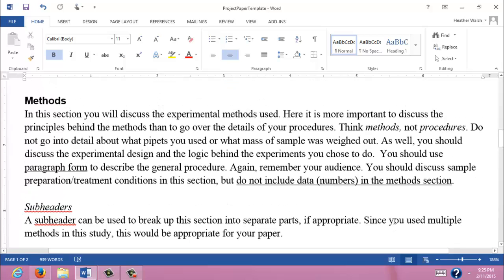Okay, now the methods, this is detailed, okay, and think methods, not procedures. We don't want specific pipettes, but you do want to go into, you're making up 5 standards. You are using the Spec 20 to produce a calibration curve. Okay, you didn't say that in the abstract, but you're going to say it here.